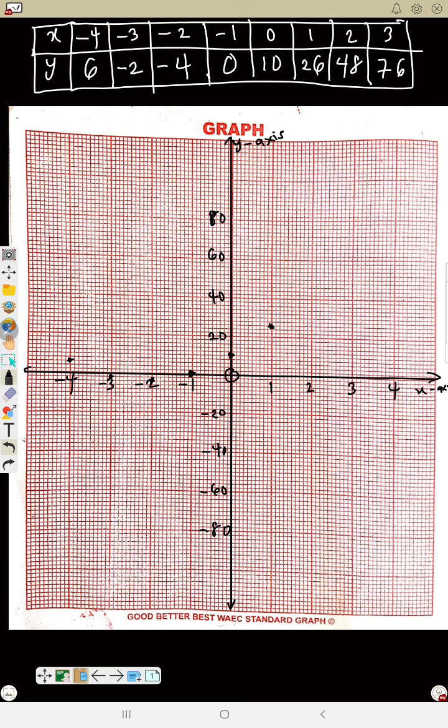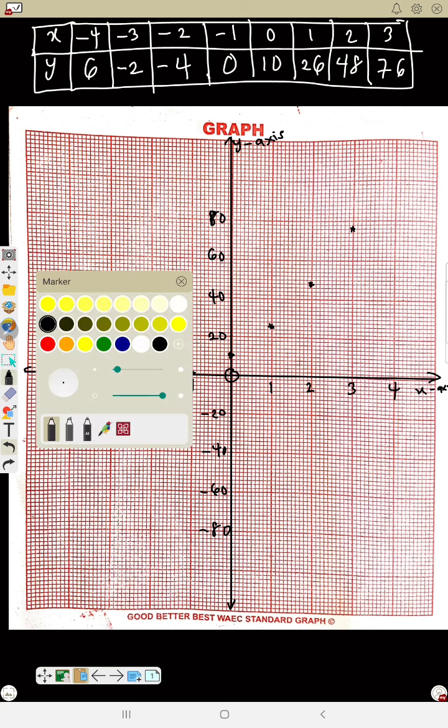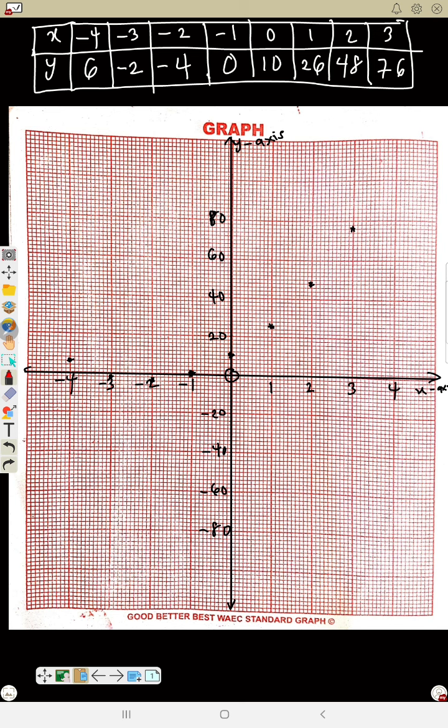When x is 2, y is 48, so this is 42, 44, 46, 48. When x is 3, y is 76, so 62, 64, 66, 68, 70, 72, 74, 76. So that means we have plotted the points. Now let us draw the curve. I'll draw it this way. I'll try to join all the points together.